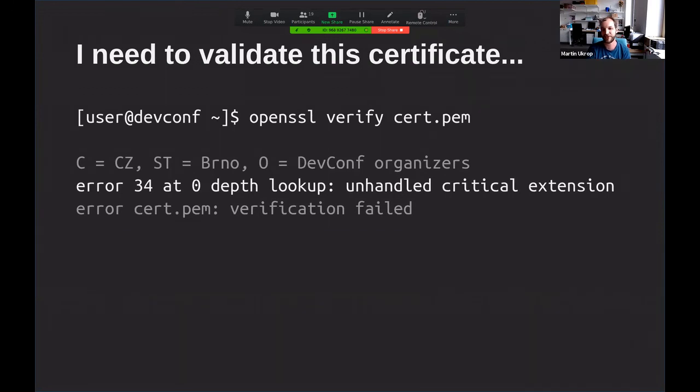And then you see error 34 at zero depth lookup unhandled critical extension. You may not have the slightest idea what that means, and believe me, I've asked the developers, and often the security developers don't have any idea either. So as you would, they start Googling.